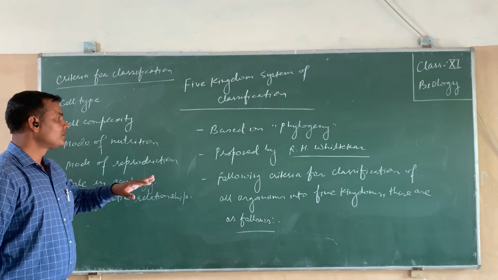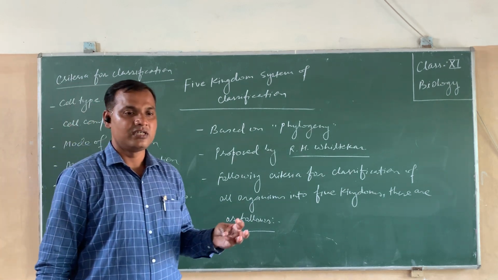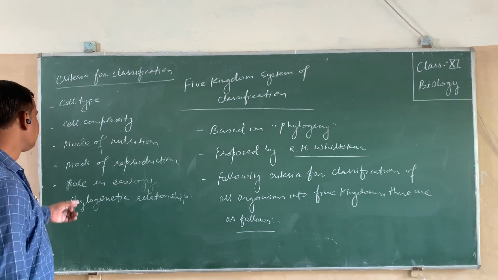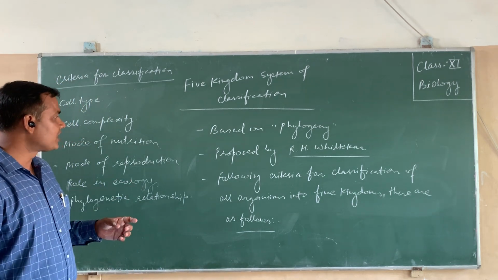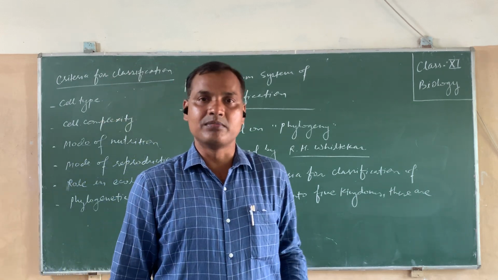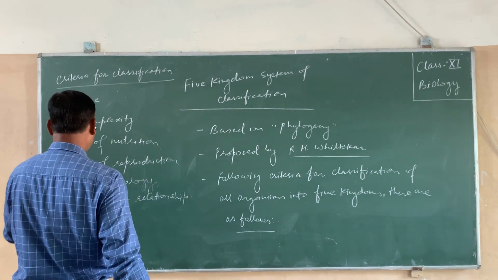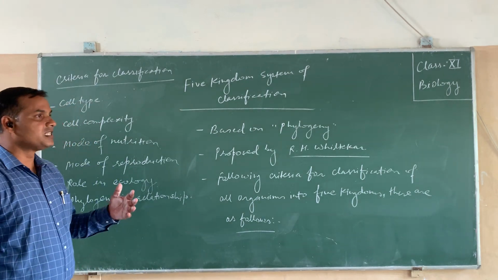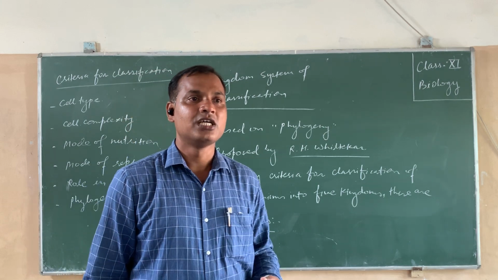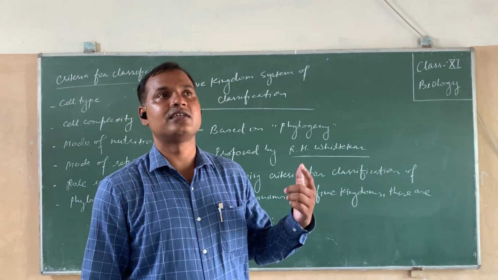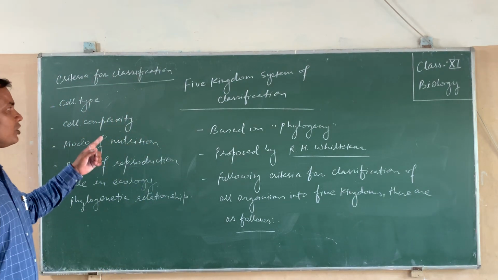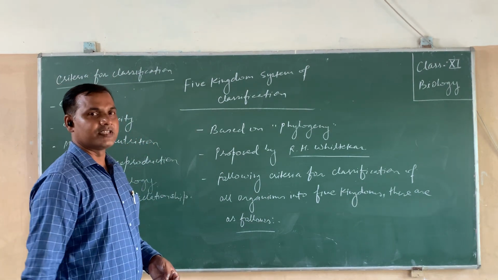Mode of reproduction: the organisms reproduce asexually or sexually or by means of vegetative propagation. Role in ecology means the organism may be a producer, consumer, or decomposer. And the last one is phylogenetic relationship, meaning the organism present today must show some characters which resemble their ancestors. So these are the criteria adopted by Whittaker to give the 5 kingdom system of classification.